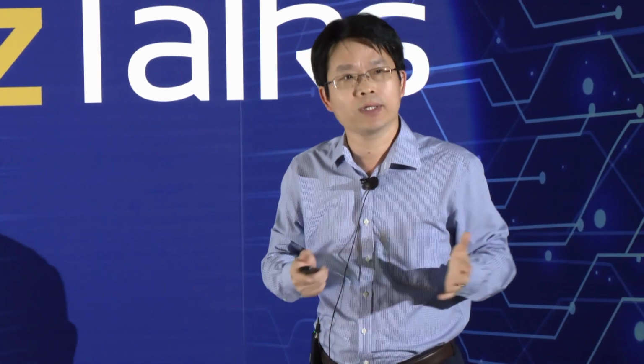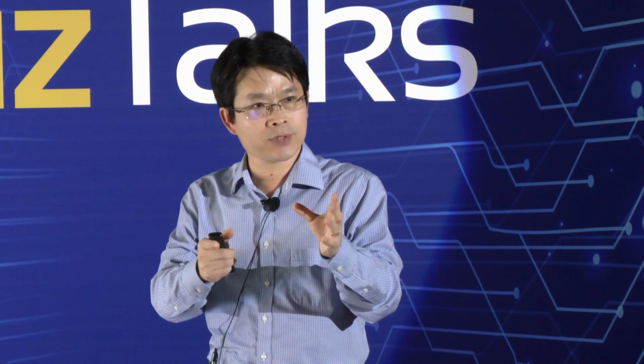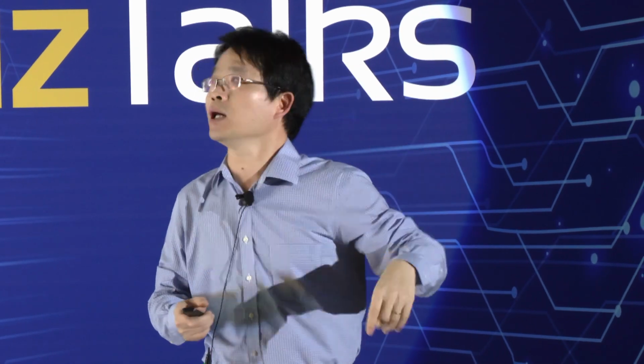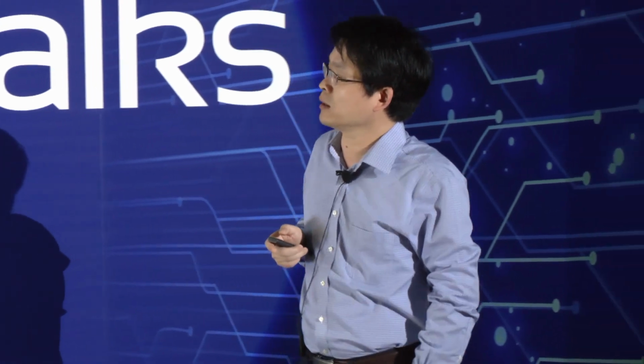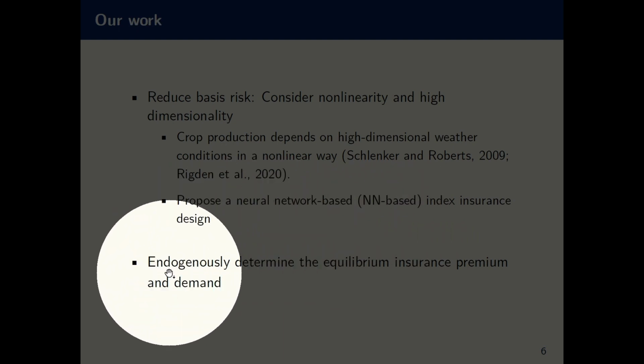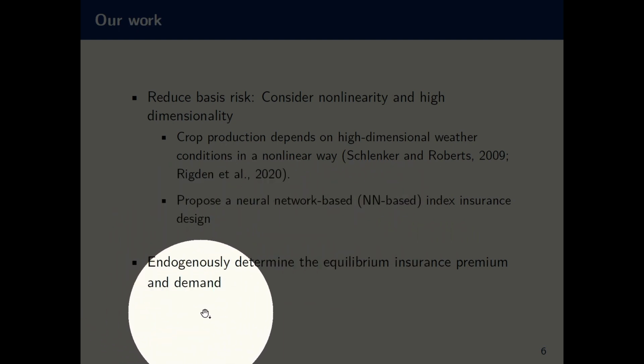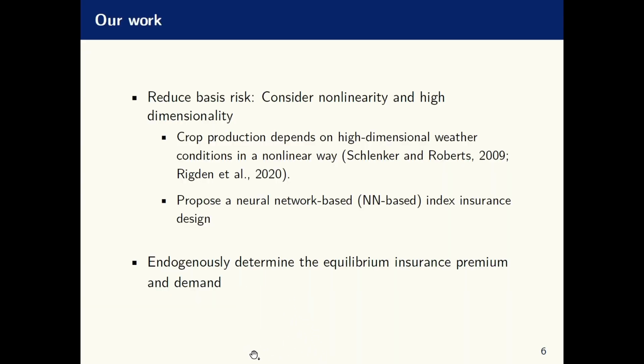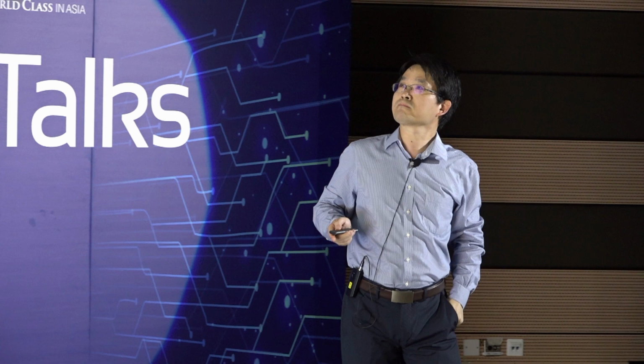So we are going to use a machine learning approach like a neural network to capitalize on this high dimension and also the highly nonlinear nature of the relationship. This is going to help us build a more reasonable index insurance. And more than that, we are going to pin down the insurance premium endogenously and also estimate the insurance demand. Because the insurance company wants to see what the demand is if you propose this product.